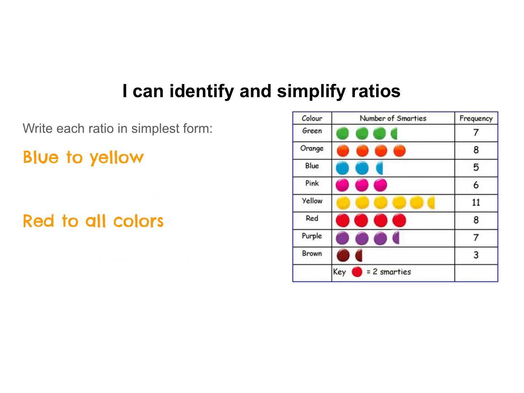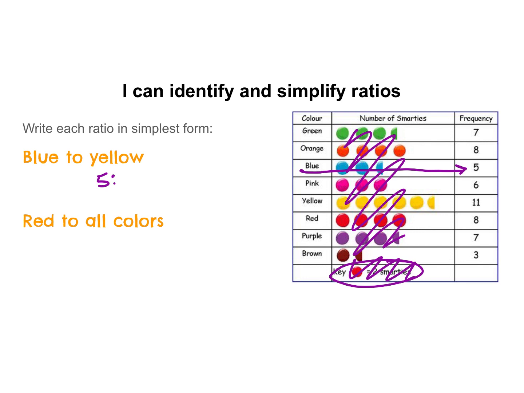Another example, I have a table here. Kind of ignore these colors in the middle because it's confusing. They represent 2 Smarties. This is the different colors of Smarties that came in the pack. Write each ratio in simplest form, blue to yellow. So I'm going to find blue, that's 5, to yellow, that's 11. I cannot simplify 5 and 11. There's no number that divides both of them, so I'm done.